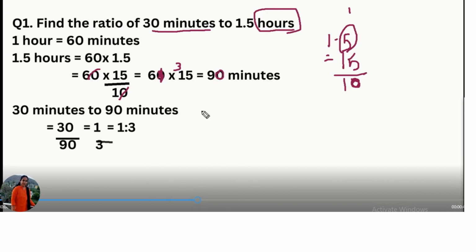Now we have to calculate the ratio. So they are in same units. 30 minutes to, the units are same here, 30 minutes to 90 minutes. So 30 by 90. So 0 gets cancelled. So if we divide it by 3, 1 into 3 is 3, 3 into 3 is 9. So the ratio is 1 is to 3. So we have converted 30 minutes to 1.5 hours in ratios, that is 1 is to 3. Okay, children.